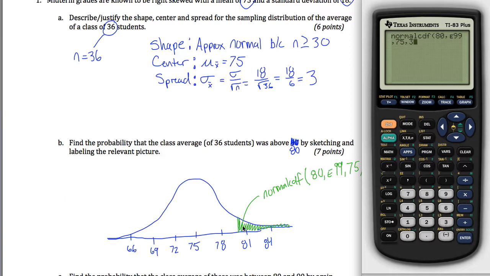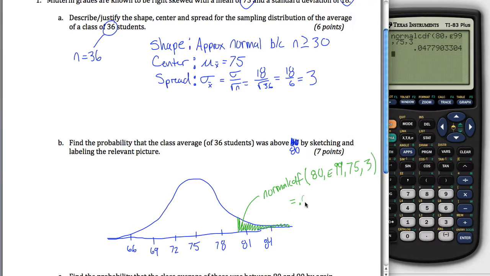If I hit enter, it's going to give me this area here. 0.04779. How about 0.0478 maybe if I round it off? Or 4.78%. Find the probability that the class average was above 80. It's only 4.78% chance that the class average is above 80.